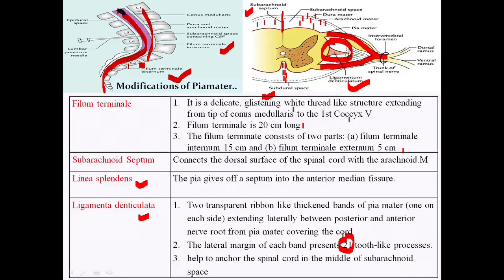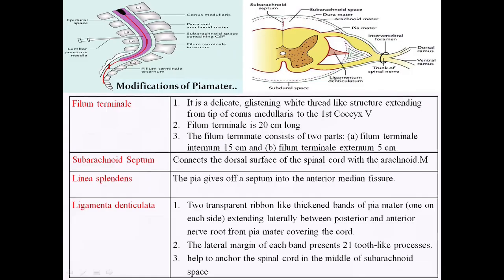So why 21? We can see 31 pairs of spinal nerves; from the L1 level the spinal cord stops, and from L2 to the last, the 10 pairs move out as the cauda equina. So the remaining 21 pairs: at every segment I can identify my tooth-like process, called the ligamentum denticulatum, and they anchor the spinal cord in the subarachnoid space. Do practice, then you can draw the subarachnoid septum here, then the linea splendens and the ligamentum denticulatum, and with that the spinal meninges are done.